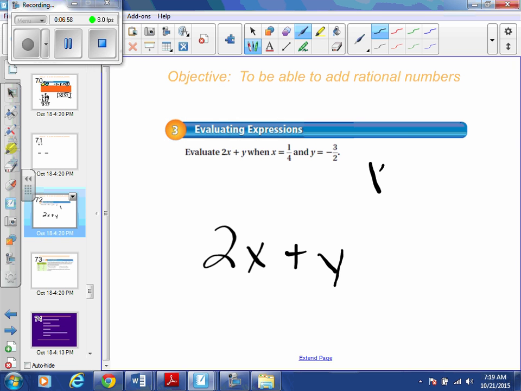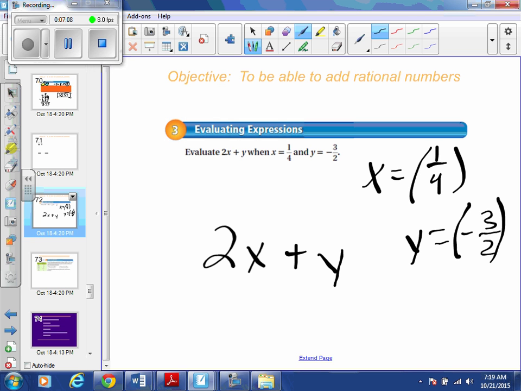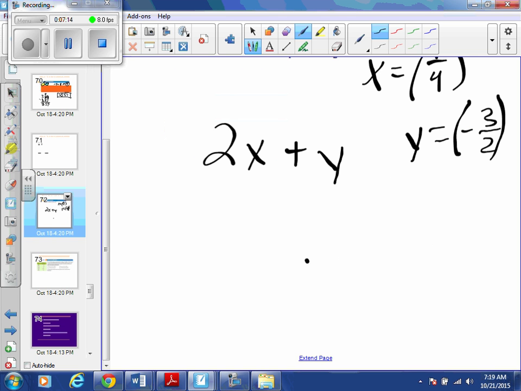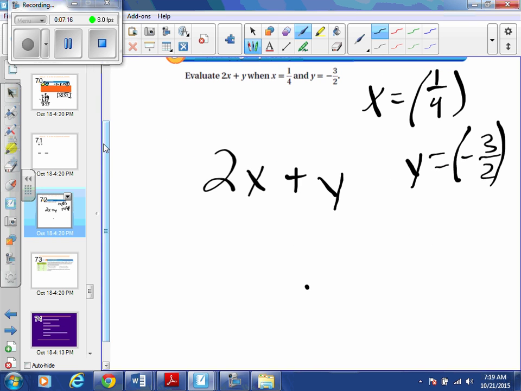Okay, evaluating expressions. My favorite, the part where it makes us look really smart. Okay, so we have 2x plus 2y. Oh, just plus y. All right, and it tells us that x is the same as 1/4, and y is the same as negative 3/2. Okay, so we're just going to plug those values for x and y into our expression. Remember to keep them in parentheses.